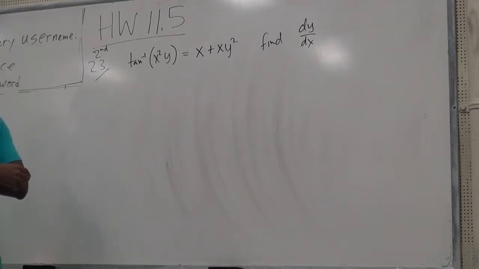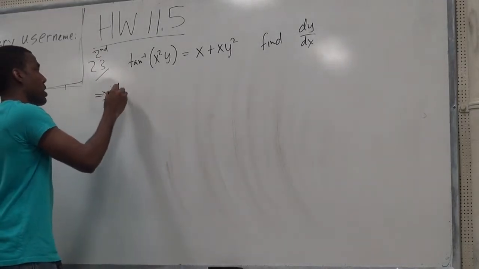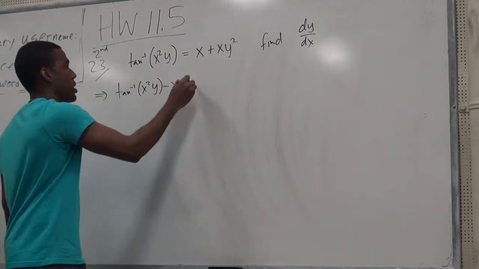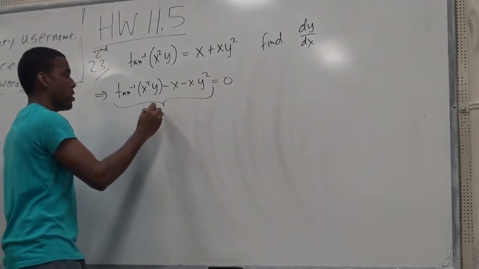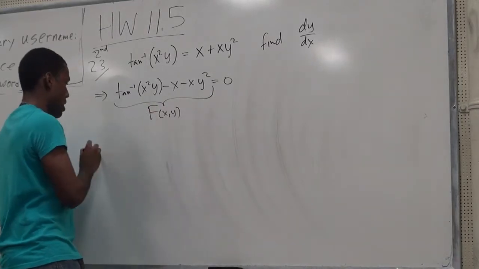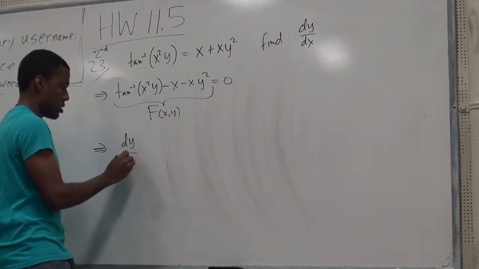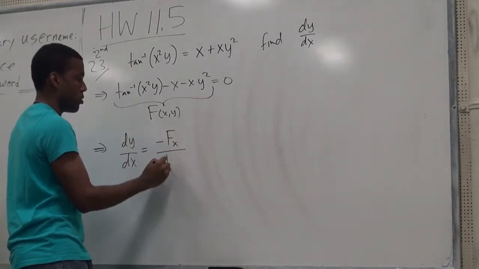Just move everything to one side so it's equal to 0. Right, we want to make it a level curve, so it's tangent inverse of x squared y minus x y squared equals 0. Call this f(x, y), and at that point we know that dy/dx is just equal to minus f_x over f_y.